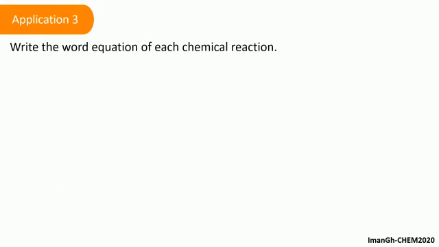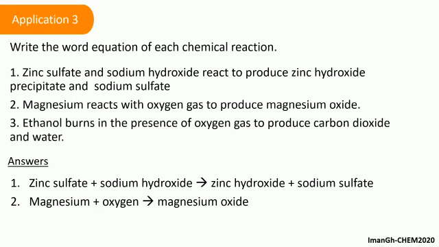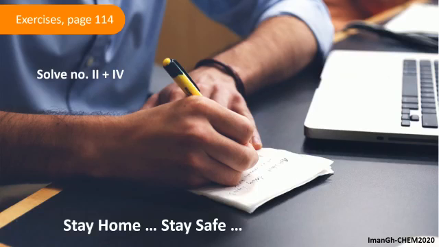In application 3, for each of the following reactions, write the word equation. Don't forget that the plus means and, while the arrow means produces or gives. Reactants are always placed before the arrow, and products are placed after the arrow.